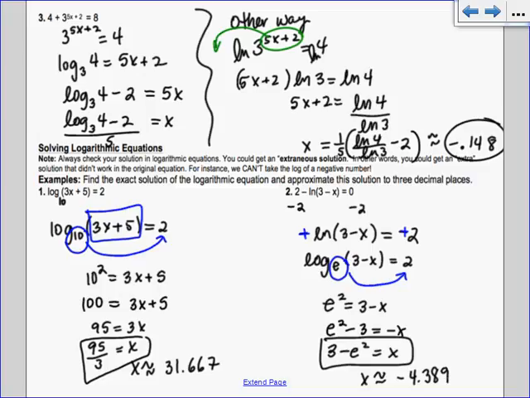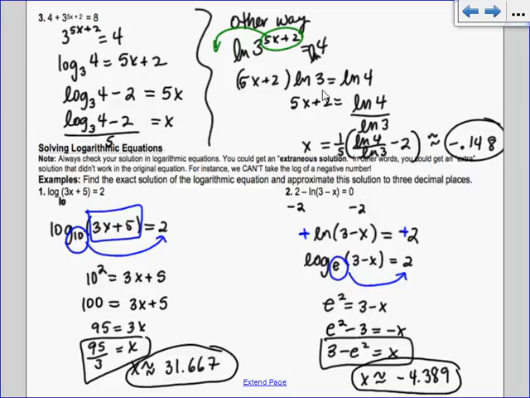So this is where someone in the first class was like, wait, can you have a negative? Are you allowed to have a negative as an answer? Sure. You can have a negative. Just when you go back to check in your original, if you plug in a negative 4 something here, is it okay? 3 minus a negative 4.389? Is that okay? Yeah, you get 7 something, right? Natural log of 7 something, that's okay. So it works, as long as you don't have the natural log of a negative number when you're plugging it in.